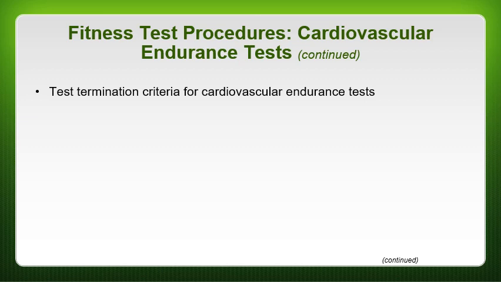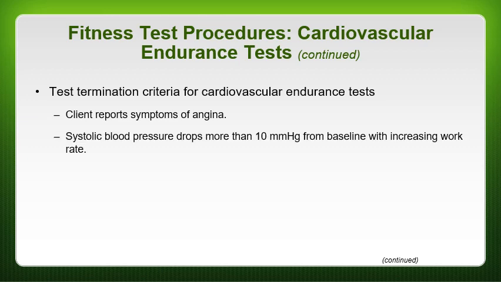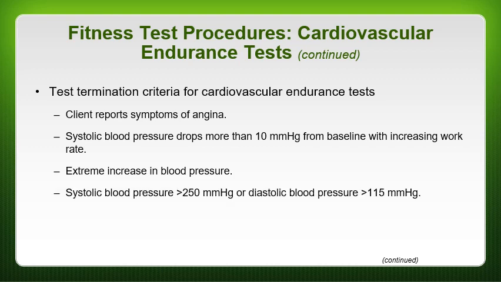So fitness test procedures, again, continuing to look at cardiovascular endurance tests. We're going to look at test termination criteria. So when do we want to stop any sort of testing? Again, the client reports any symptoms of chest pain or angina. Their systolic blood pressure drops more than 10 millimeters of mercury from baseline as their work rate increases. Any extreme increases in blood pressure. So any significant drops or increases in blood pressure, we obviously would want to terminate the test. If their systolic blood pressure is greater than 250 or their diastolic pressure goes above 115, those would all be reasons to terminate testing.